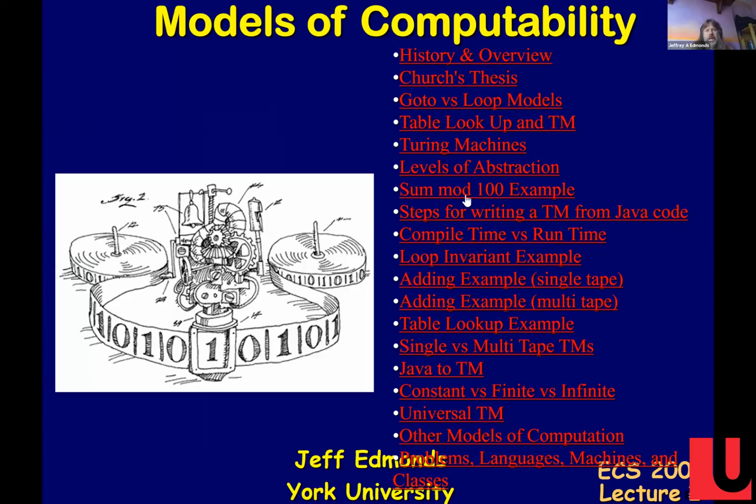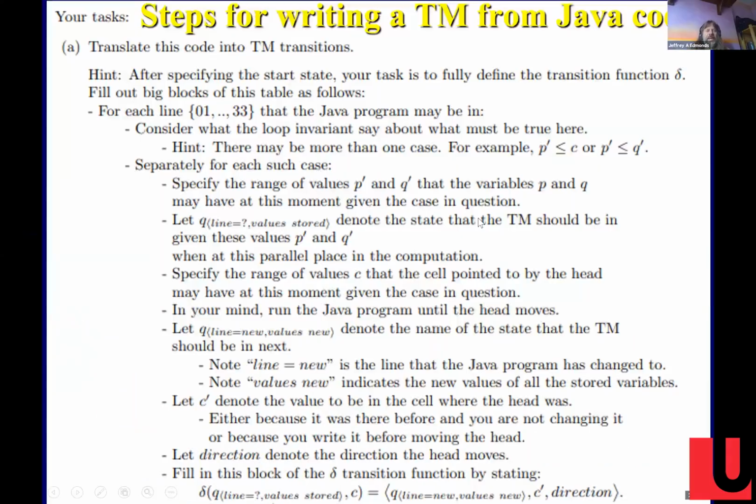And then steps for writing a Turing machine from Java code. See this link here? I made a one-pager. Here's my one-pager. Can you see all the way to the bottom? Yes. All right, so in fact, I typed this in to the test. So this is part of the test. Let's read through it together, and then we'll do an example.